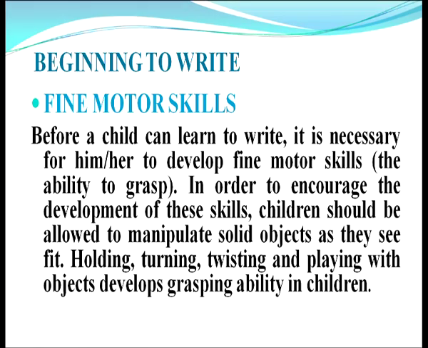Now, how should we begin? Let's have a look. First one, we will discuss fine motor skills. Before a child can learn to write, it is necessary for him or her to develop fine motor skills, meaning the ability to grasp. In order to encourage the development of these skills, children should be allowed to manipulate solid objects as they see fit. Holding, turning, twisting and playing with objects develops grasping ability in children. In this way, we can develop fine motor skills.